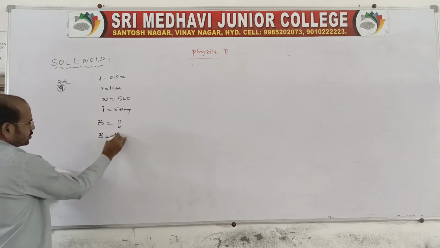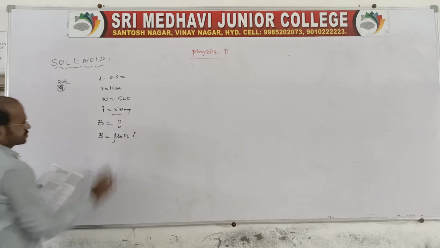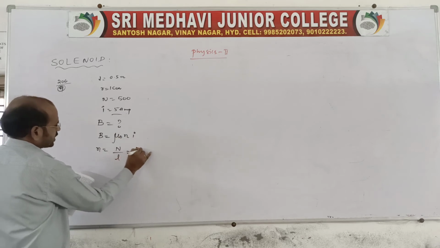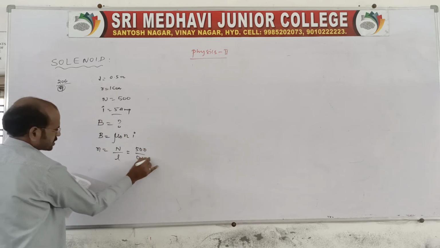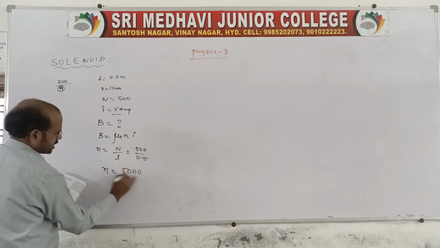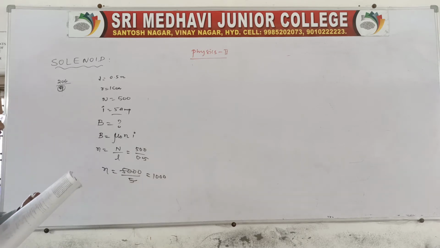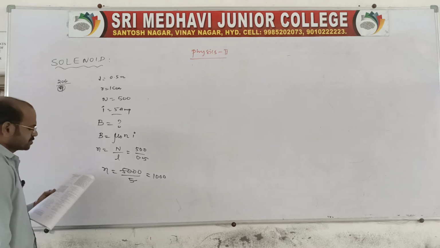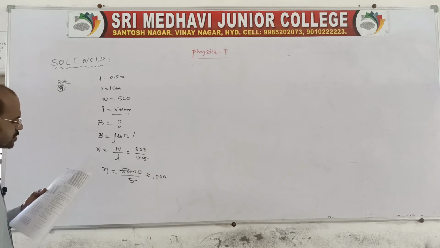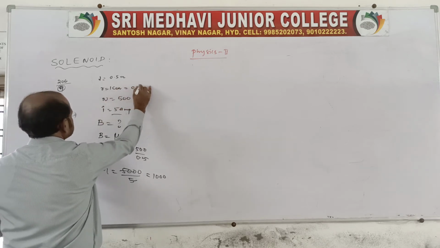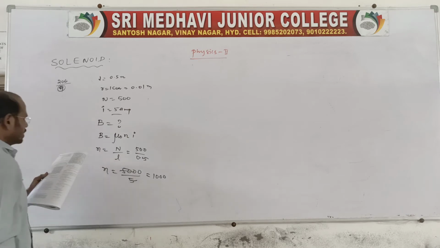For a solenoid we know B equals mu naught n I. I is there, but n we need to find. Small n is nothing but capital N by L. Capital N is given as 500, per unit length 0.5, so small n is equal to 500 by 0.5, which is 1000. So the number of turns per meter is 1000, right? The length is given as 0.5, and the radius is given as 1 centimeter, that is 0.01 meter.